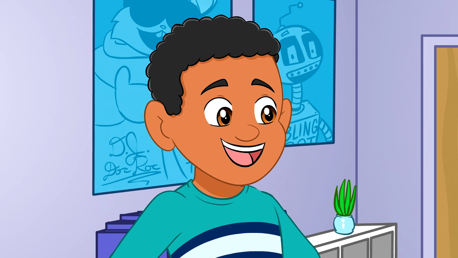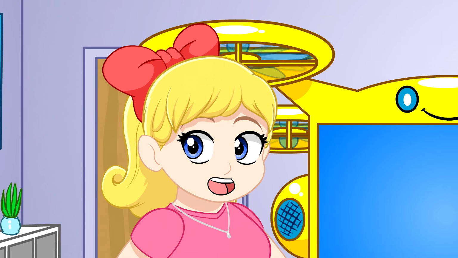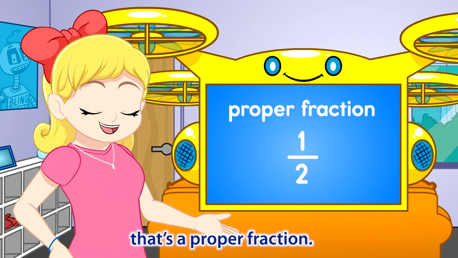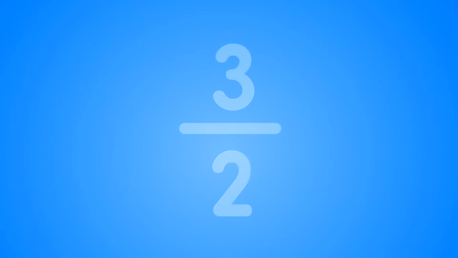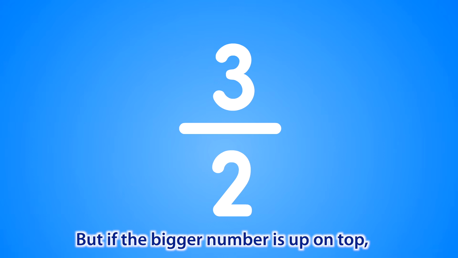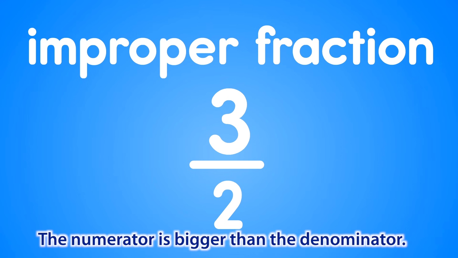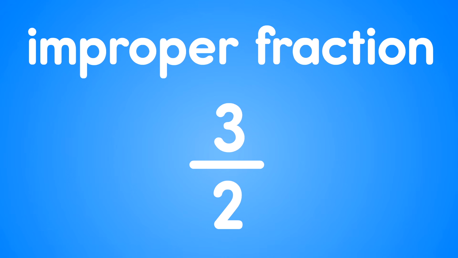So, all of the other fractions were proper fractions? That's right, Newman. If the smaller number is up on top, that's a proper fraction. The numerator is smaller than the denominator. But if the bigger number is up on top, that's an improper fraction. The numerator is bigger than the denominator.